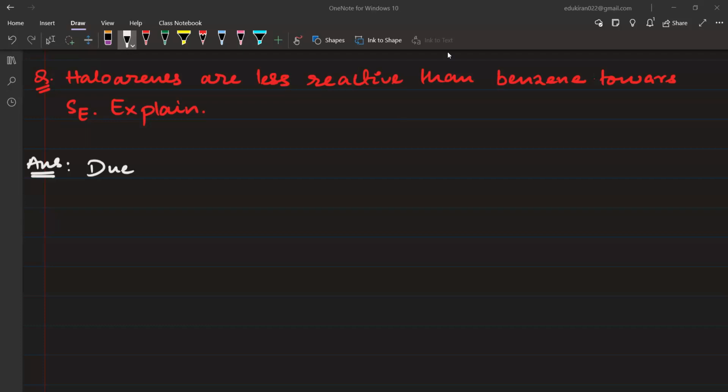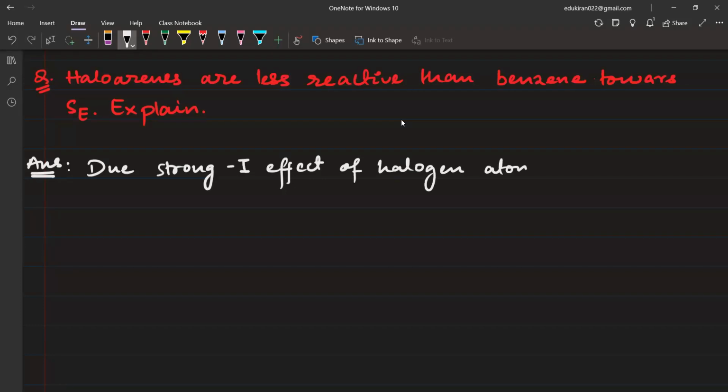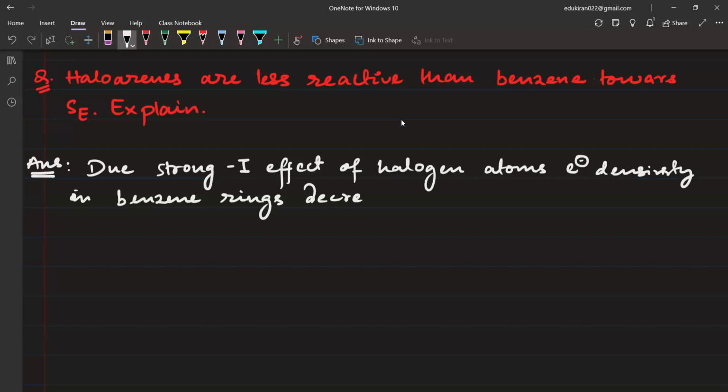Okay, so due to strong minus I effect of halogen atoms, electron density in the benzene ring decreases, and this slows the attack of the electrophile.